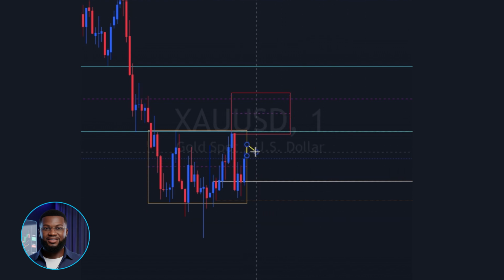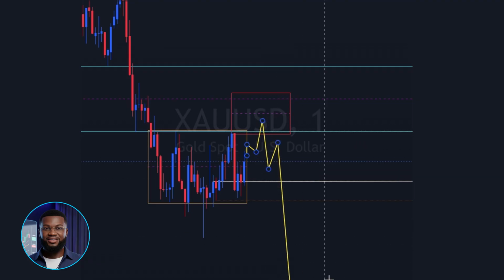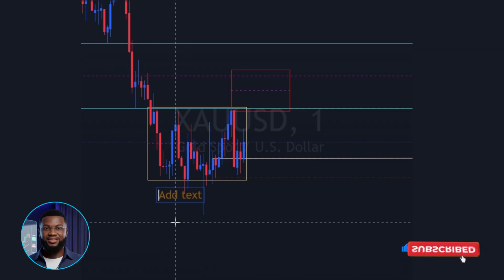So let me give you the map. So basically price makes a CISD, then we are good to take price to the sell side liquidity. All right, so you can see price is still moving. So as you see, we've marked this as our accumulation.